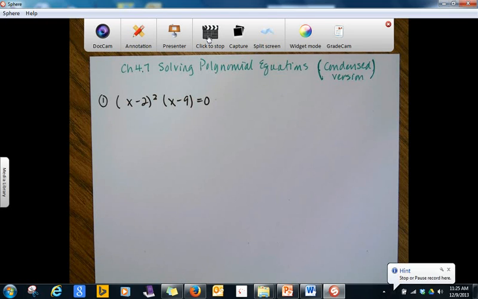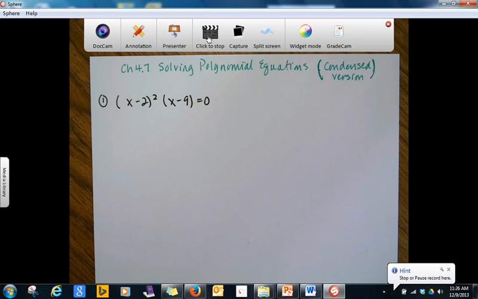Okay, so this is chapter 4.7, solving polynomial equations. And recall that in class we discussed the reason for solving polynomial equations, solving quadratic equations, is simply to find the values of x that satisfy the equation. And we also discussed that those solutions to the equations were actually called the roots or the zeros of the function and the x-intercepts of the graph.